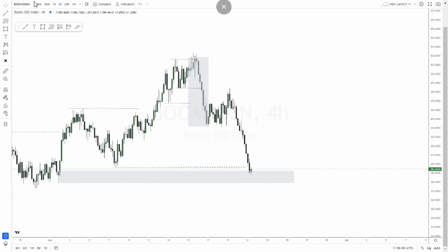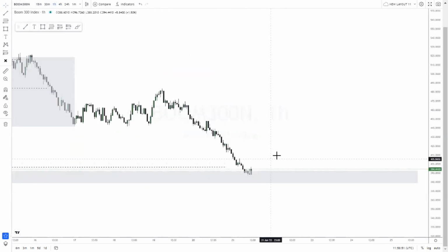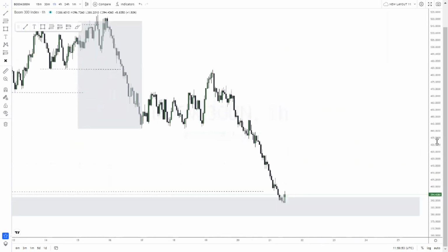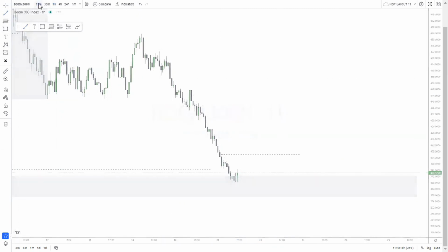Now, what do I do? I go down to my H1, all right? And then I try to see if I can spot structure, all right? Highs that I want price to violate so that I can possibly look for a buy. Now, I can actually see this high over here, all right? But then I'll go down to my 15 minutes time frame to have a clearer view of it. Okay, so I'm going down to my 15 minutes time frame.